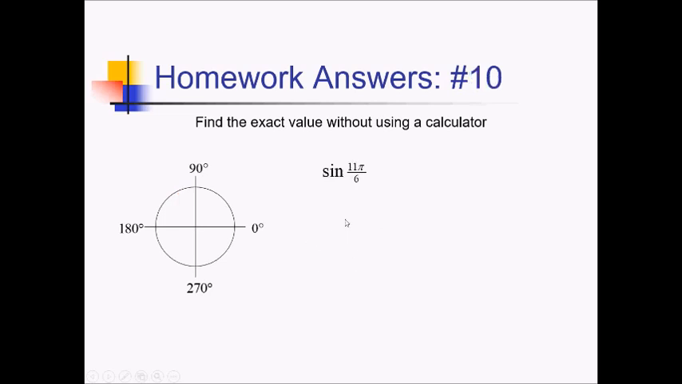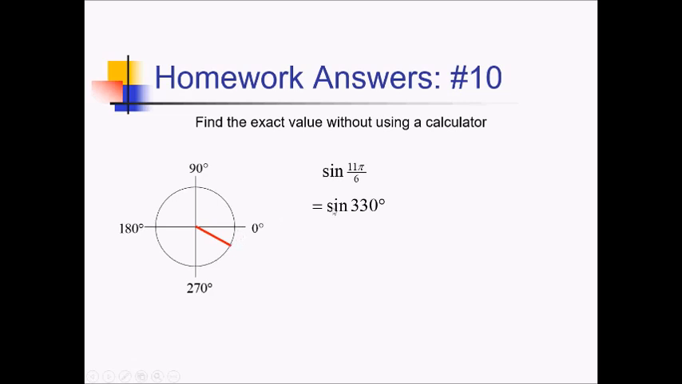For this problem, we're trying to get sine of 11 pi over 6. Let's convert that to degrees first. 180 divided by 6 is 30, times 11 is 330. That's over here in quadrant 4. And the reference angle, 330 degrees, is 30 degrees away from the nearest x-axis angle of 360, 360 minus 330.